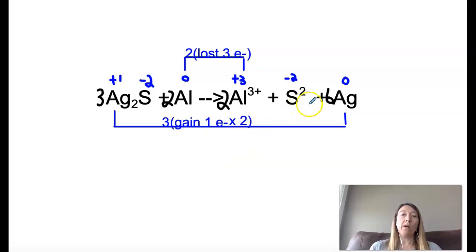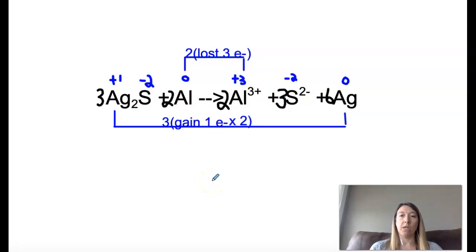However, what we do have to take care of is the sulfur, right? Right now I only have 1 over here, but if we look here, we have 3 of them. So this is that site balancing piece where we're going to put a 3 in front of it, okay? So next step, let's make sure it's actually balanced. So 3 times 2, 6 silvers, 6 silvers. 3 sulfurs, 3 sulfurs. 2 aluminum, 2 aluminum. So atom-wise, we're good to go.